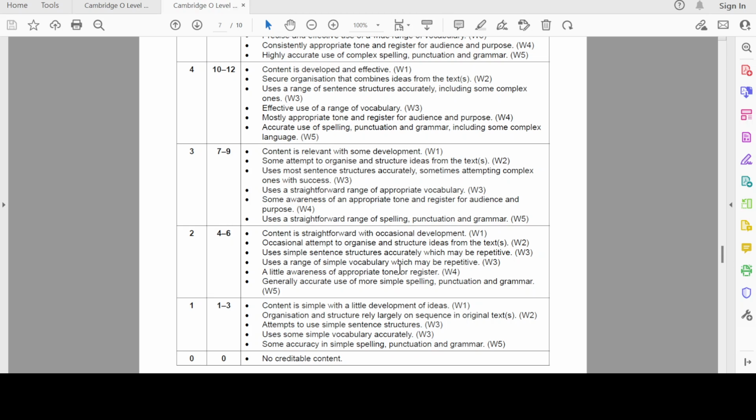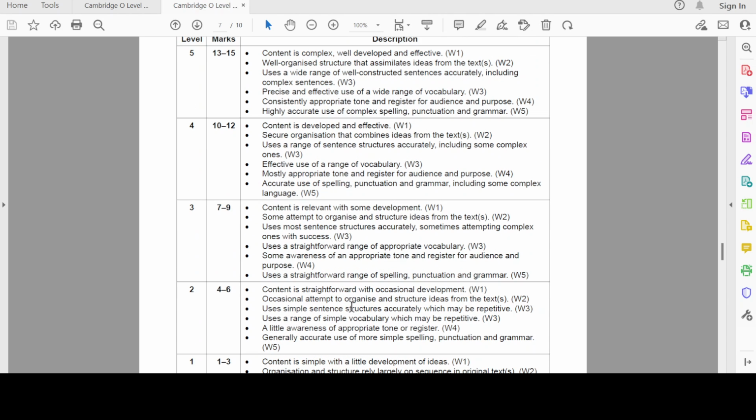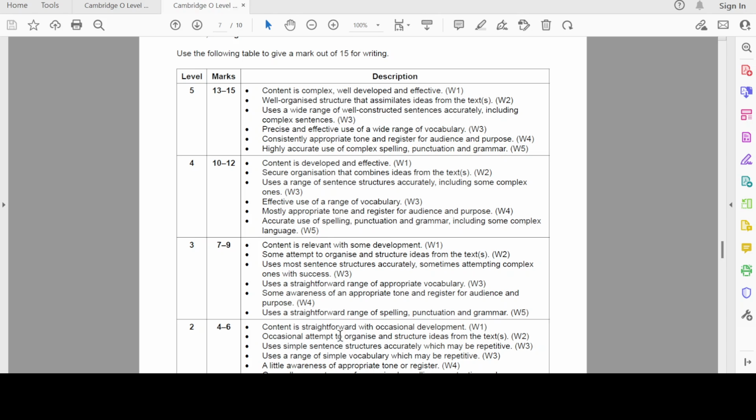Uses a range of simple vocabulary which may be repetitive, a little awareness of appropriate tone or register. So the article, who it's addressed to, what kind of language the article should have. Again, it's for young people, right? It's about traveling, so it could be upbeat, perhaps, right? Semi-formal or informal, definitely not formal. Generally accurate use of more simple spelling, punctuation, grammar, so not greatly improved from level 1, but some improvement nonetheless.